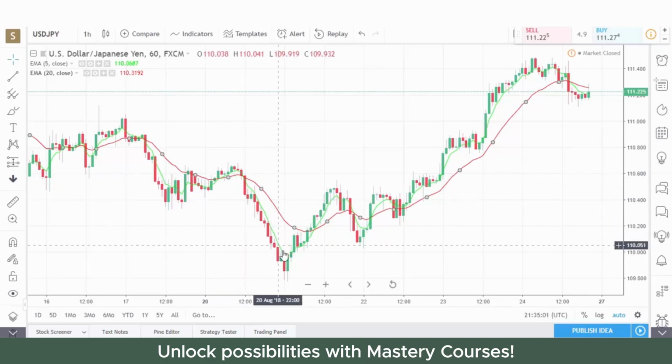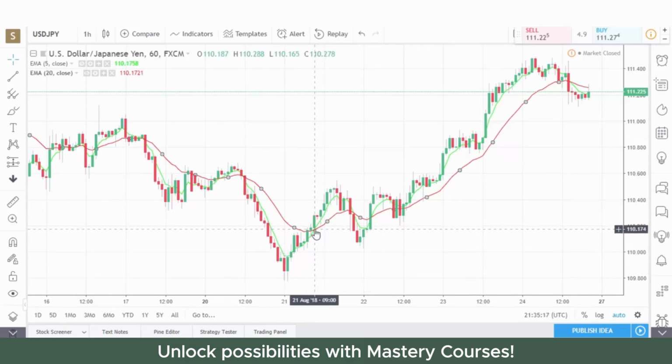Another cross back down to the downside, and that's when we had the test of the support level around 110. The pair dropped to 109.80 and bounced there. And you see the EMA cross here for a buy signal and back down. You can see there are a lot of crosses of the EMA.